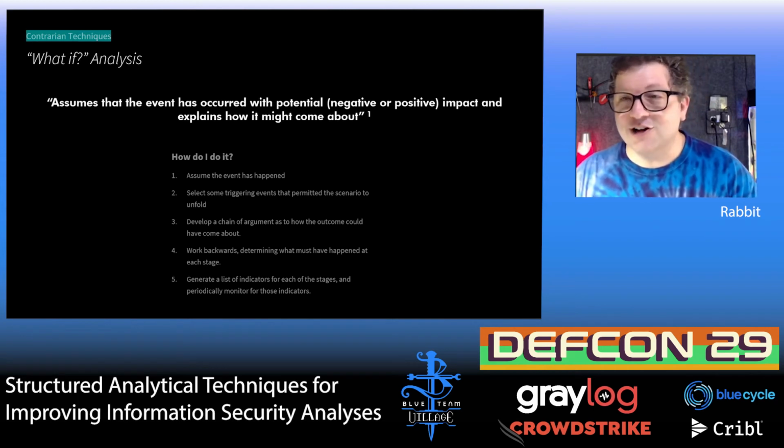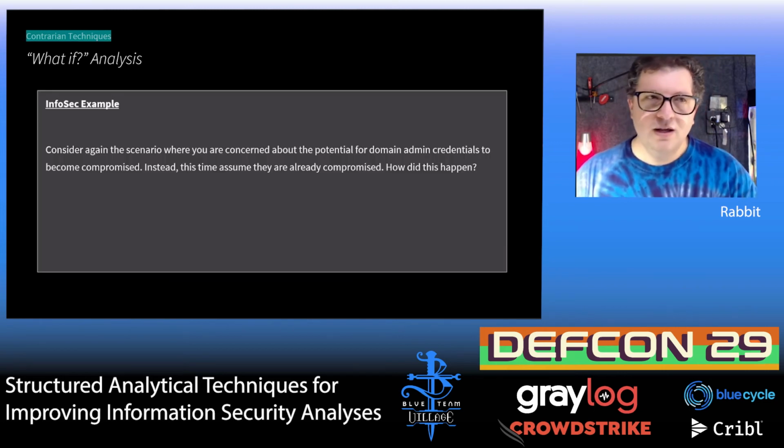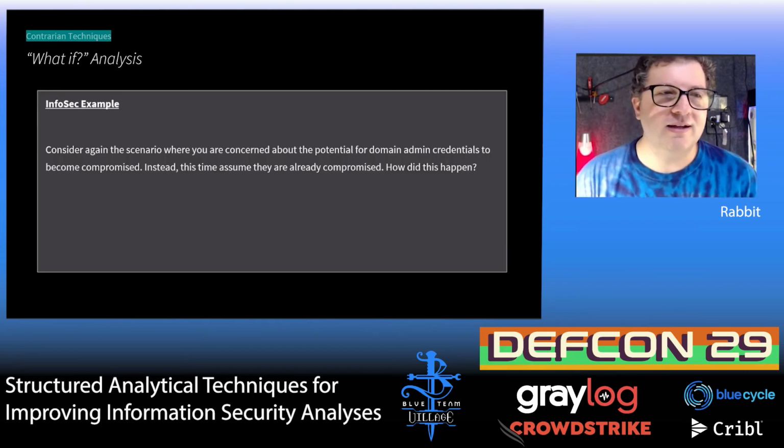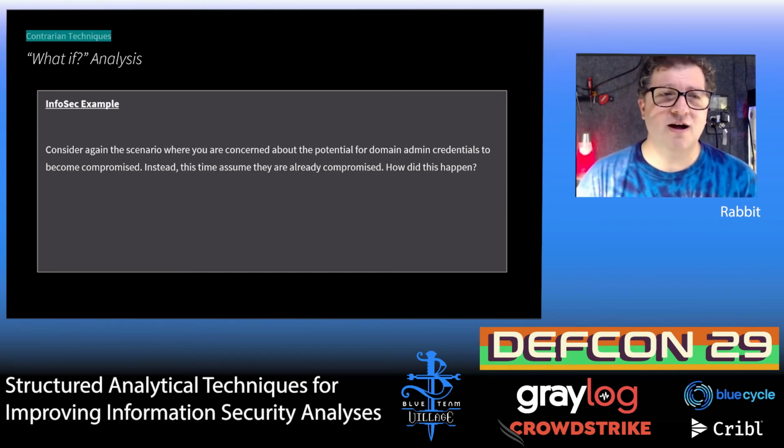And so maybe the event has occurred and now you're finding it before it works its way back down the chain. An information security example: consider, again, that same scenario where you're concerned about the potential for domain admin credentials to become compromised.